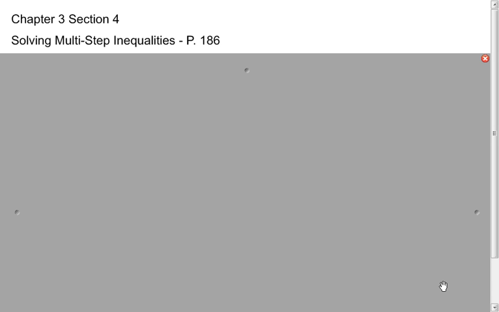Hey everybody, this is chapter 3, section 4. Title is Solving Multi-Step Inequalities, starts on page 186.